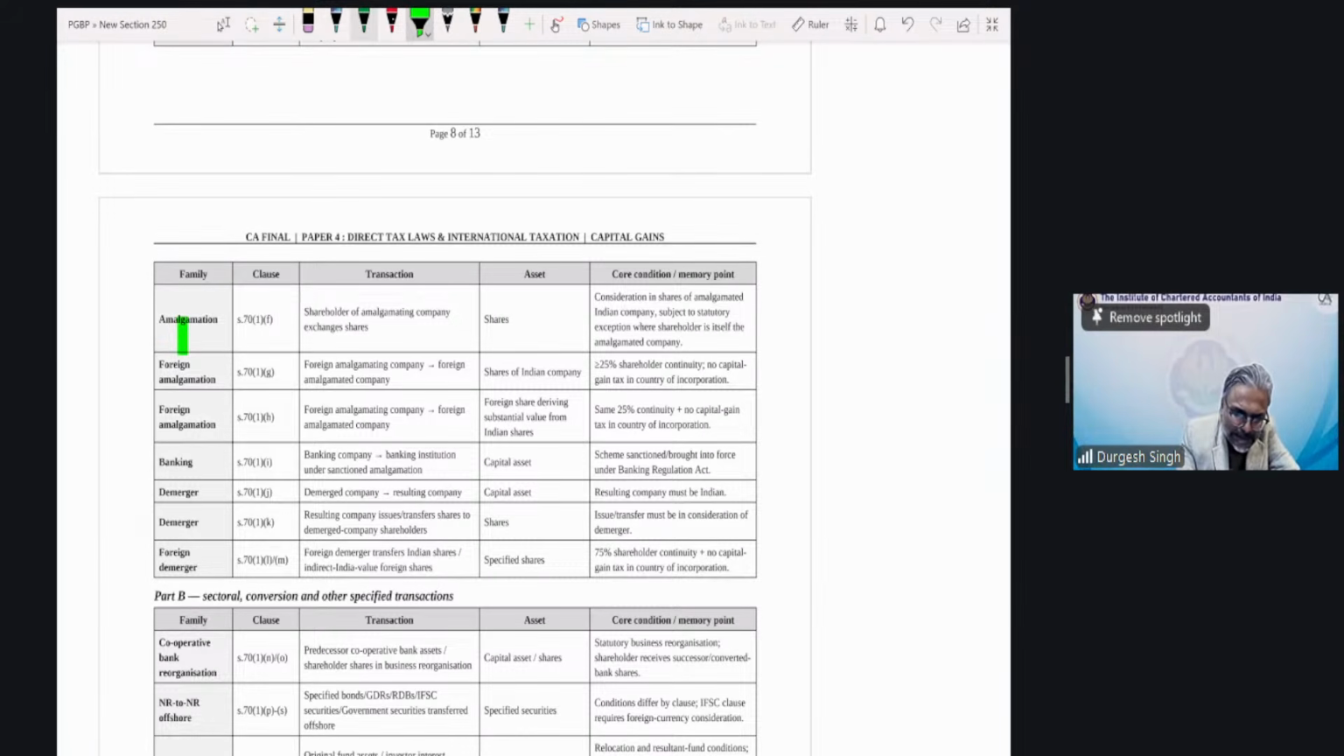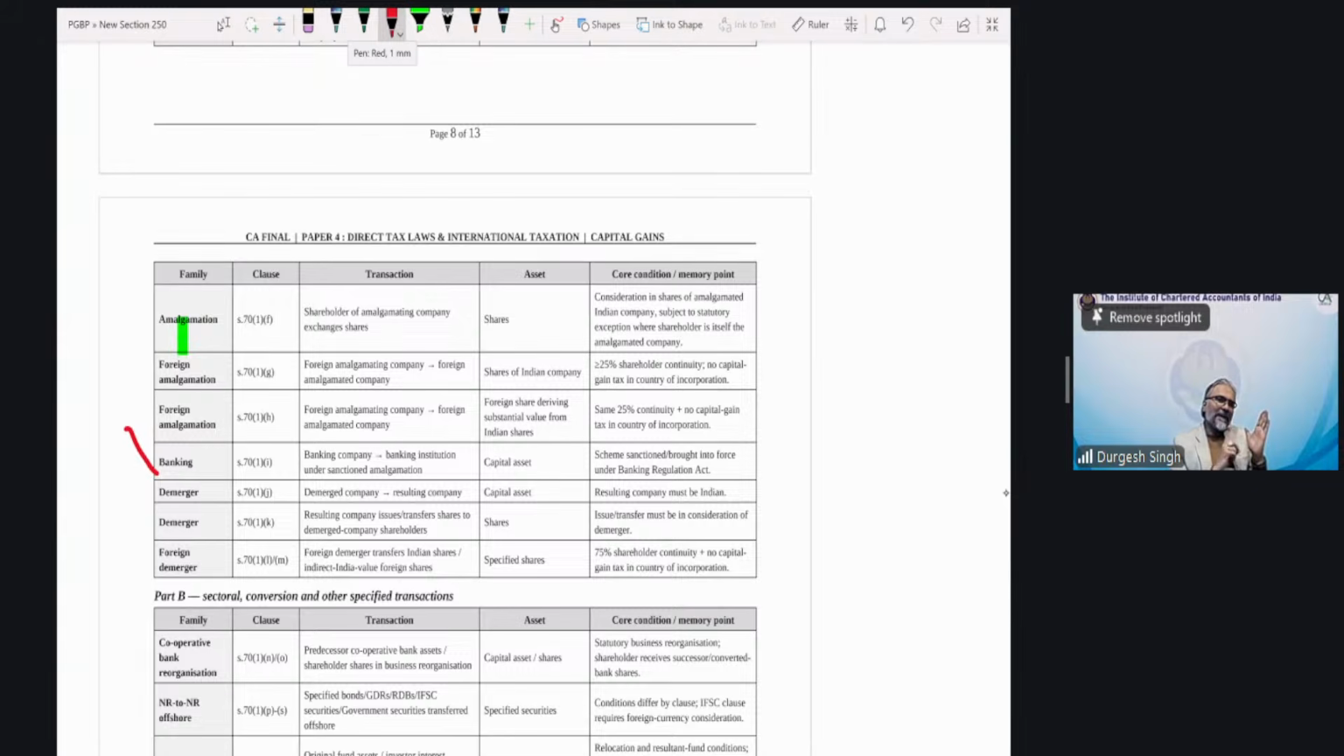Although this has to do with international taxation, generally this is an amalgamation of two foreign companies. Then what happens over here, students? In the case of the amalgamation between two foreign companies, say one foreign company is already holding the shares of an Indian company. Say a company in the USA is holding shares of, say, Tata Sons. That company in the USA is getting amalgamated with another company in the UK.